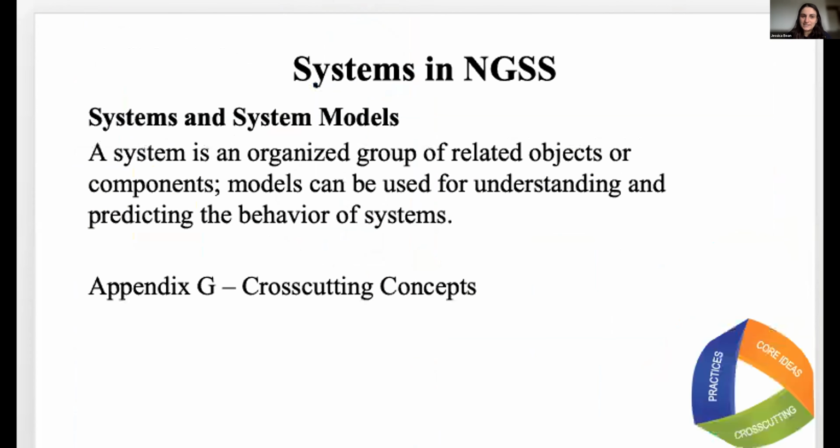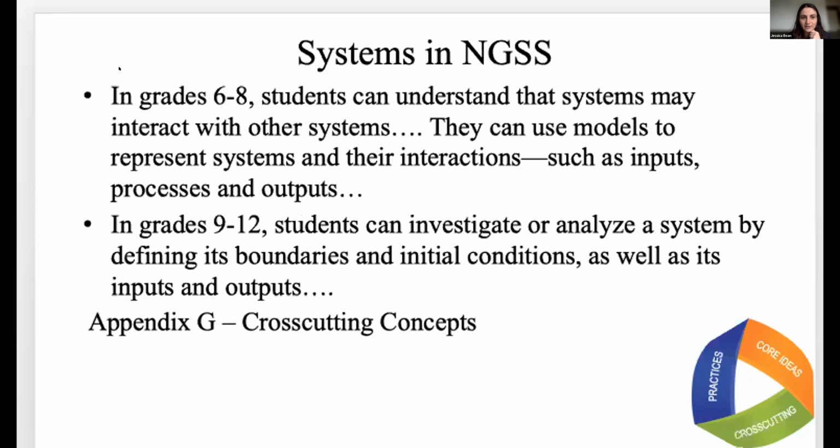And of course, NGSS gives us its own definition of systems and system models. A system is an organized group of related objects or components, and models can be used for understanding and predicting the behavior of systems, so that word behavior being very, very important. And of course, we can look at Appendix G in the NGSS and look at how different grade levels would be expected to work with systems.